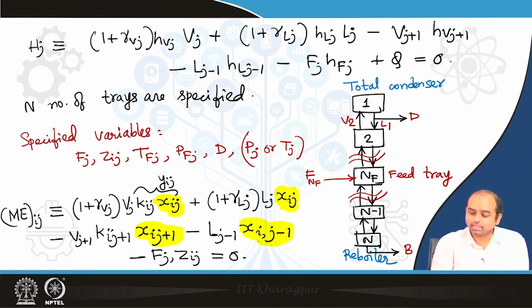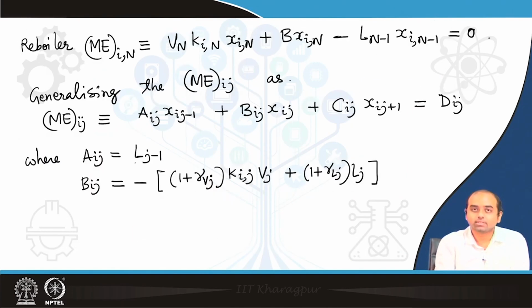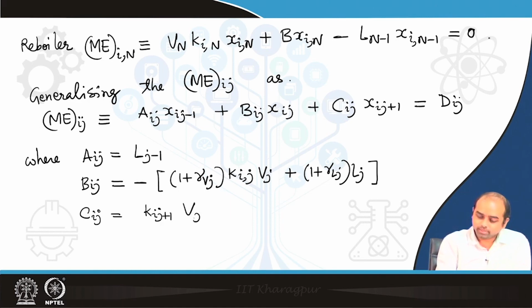If you have noted, the j minus 1 term is written as plus Lj minus 1, right? That's why the B component is minus, and Cij is equal to Kij plus 1 into Vj plus 1, and Dij is equal to minus Zij Fj.